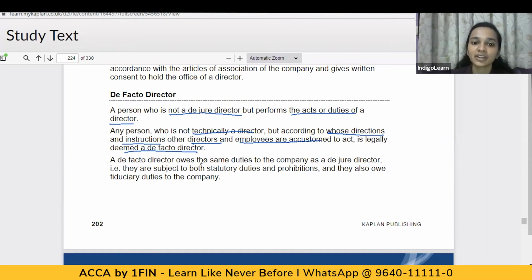And the de facto director owes the same duties to the company as a de jure director. Whatever duties a de jure director performs, similar duties are performed by a de facto director as well. So he's not legally appointed as a director, but he's deemed to be a director of the company. That type of person is a de facto director.